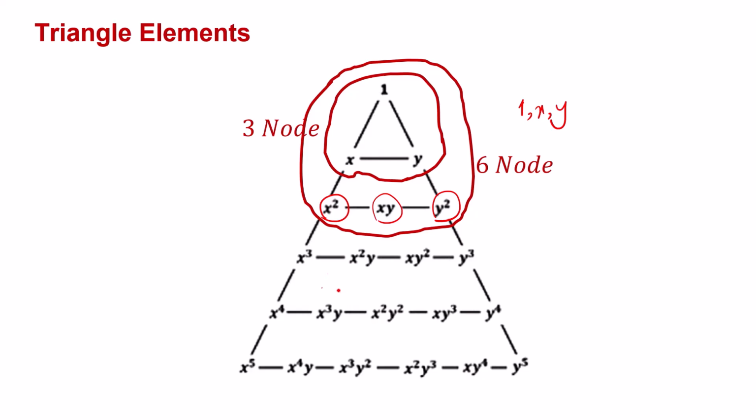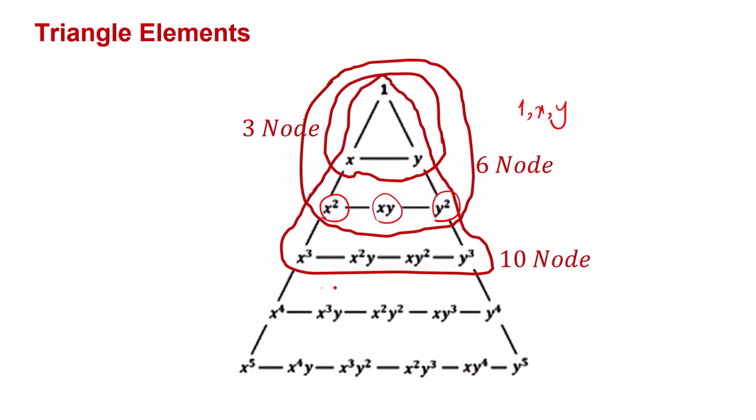Finally, the 10-node triangle or T10 element includes cubic terms. This results in third-order completeness. By cubic terms, I mean x cubed, x squared y, xy squared, and y cubed. So this results in third-order completeness, enabling the representation of even more complex displacement variations.